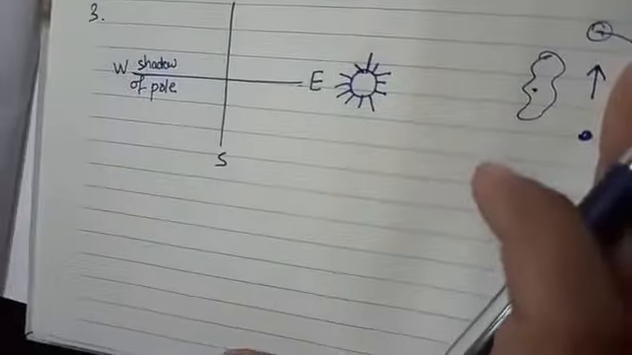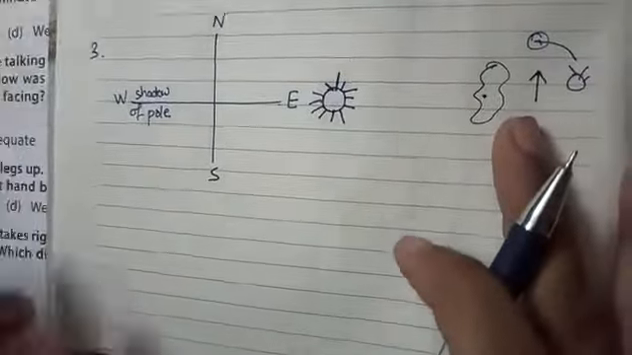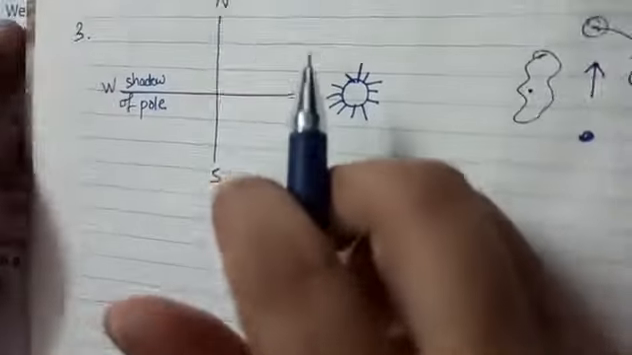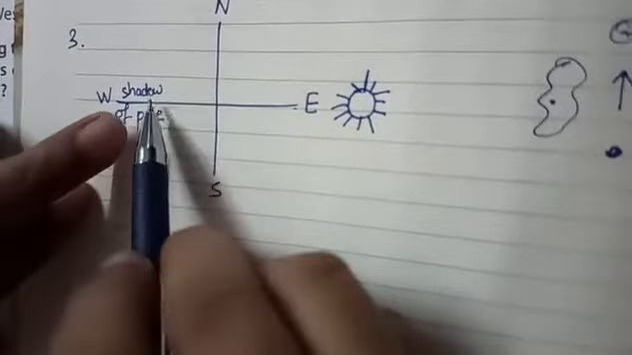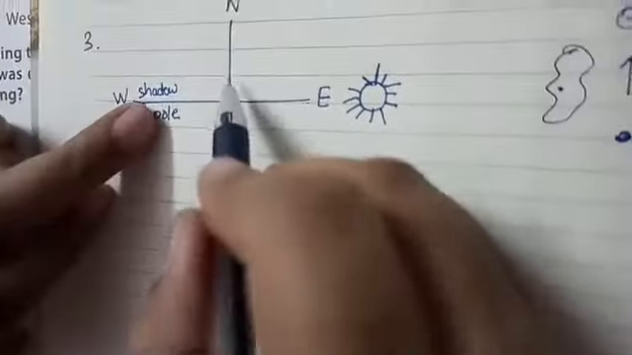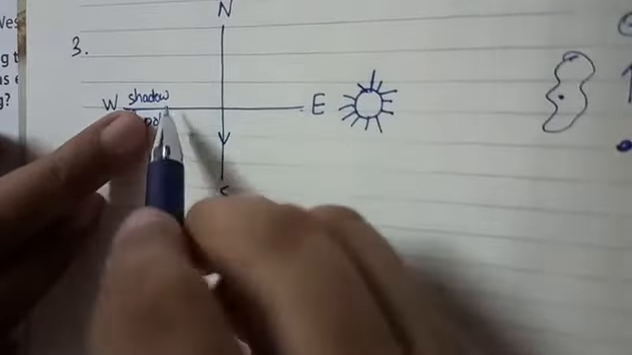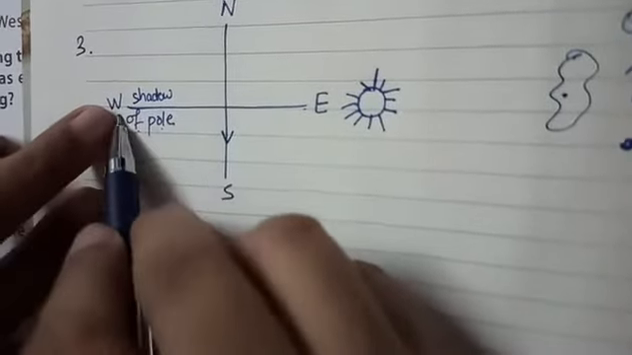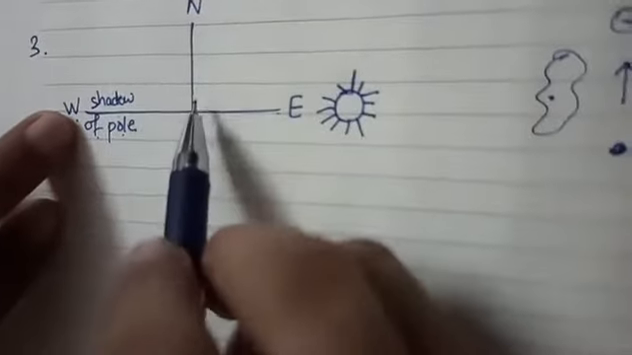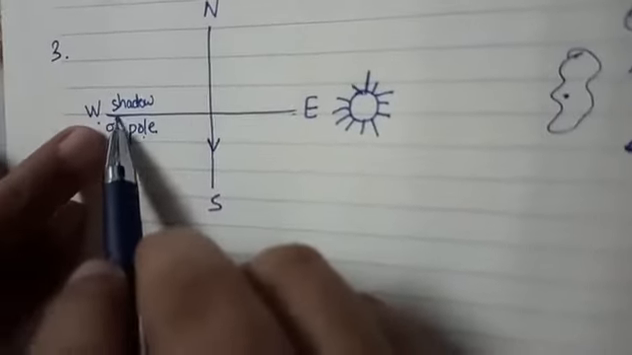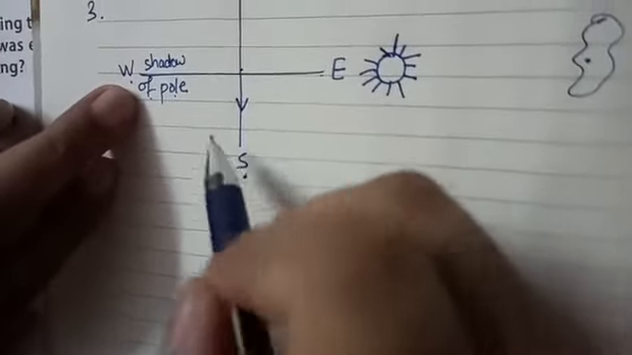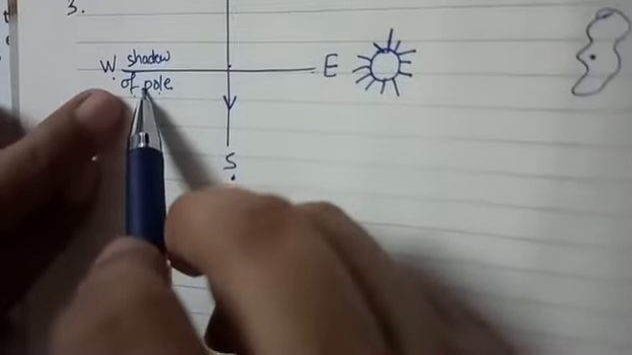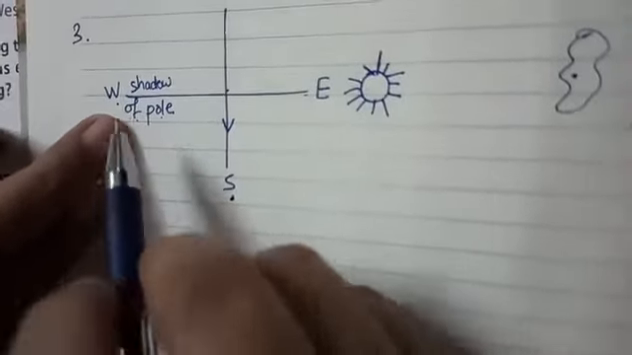Now the question asks, in which direction Suresh was standing, so that the shadow of the pole is exactly to his right. This means he is facing this side. That is why the shadow of the pole is on the west, and on Suresh's right hand side also we have the shadow. So if Suresh is standing here facing the south direction, then only we can have the shadow of the pole on the right hand side. Let me explain again.